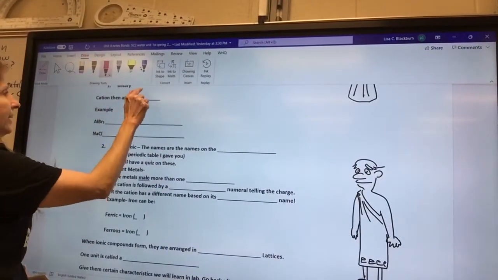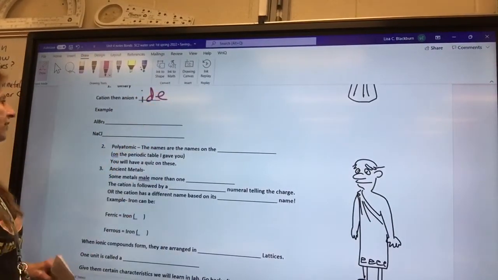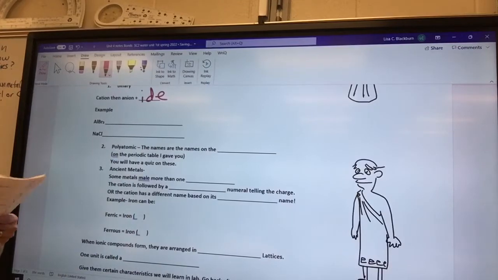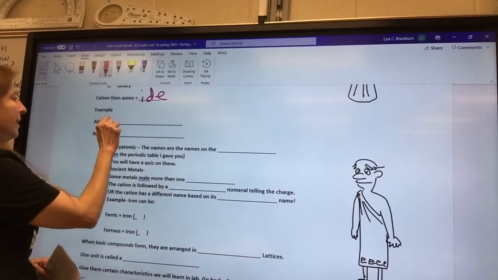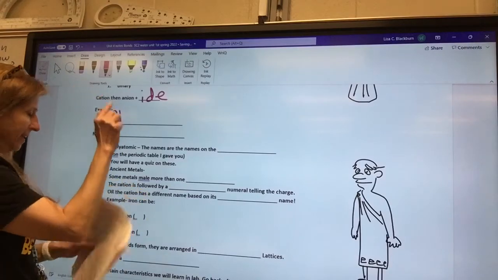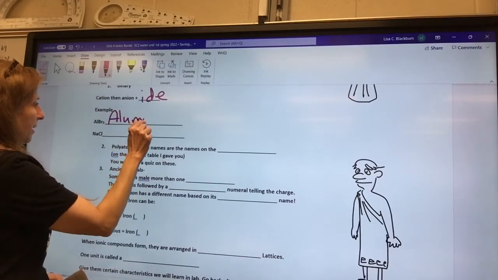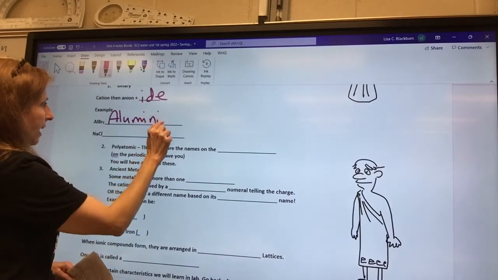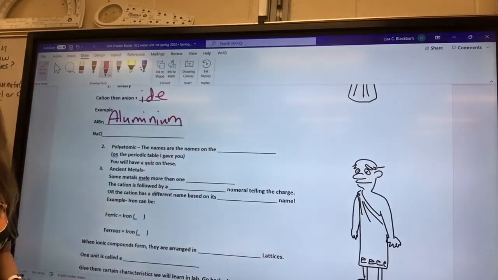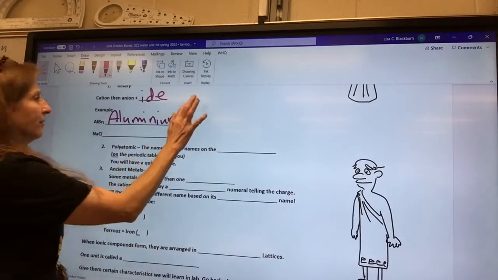Okay, plus the ending IDE. For example, AlBr3. What's the name of AlBr3? Aluminum or aluminium. And what's his last name? Bromide. Very good.